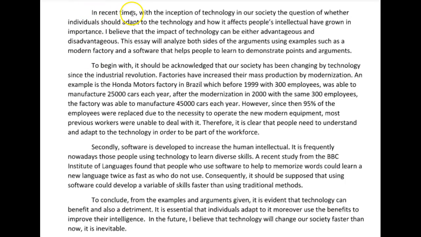In recent times, with the inception of technology, the question of whether individuals should adapt to new technologies, as well as how this affects people's intellectual abilities, have grown in importance. So I would say the questions, I would use plural here, because you've raised two issues in one sentence. So this should be plural.